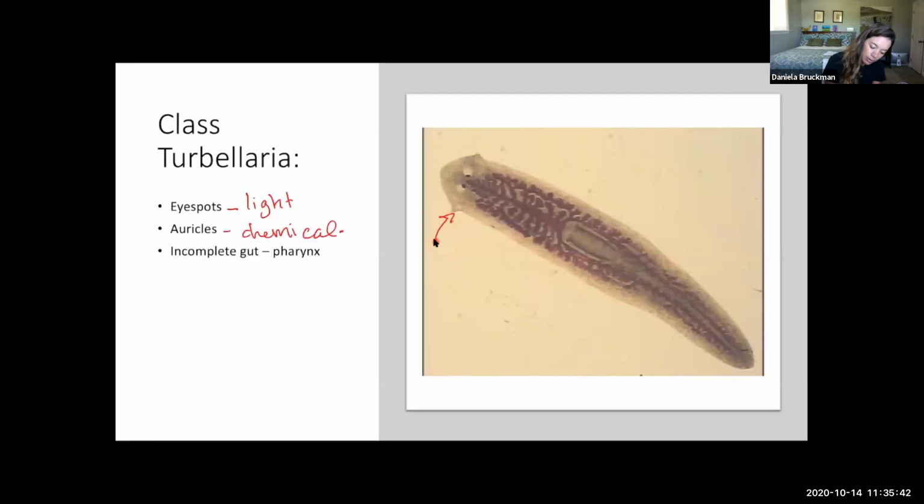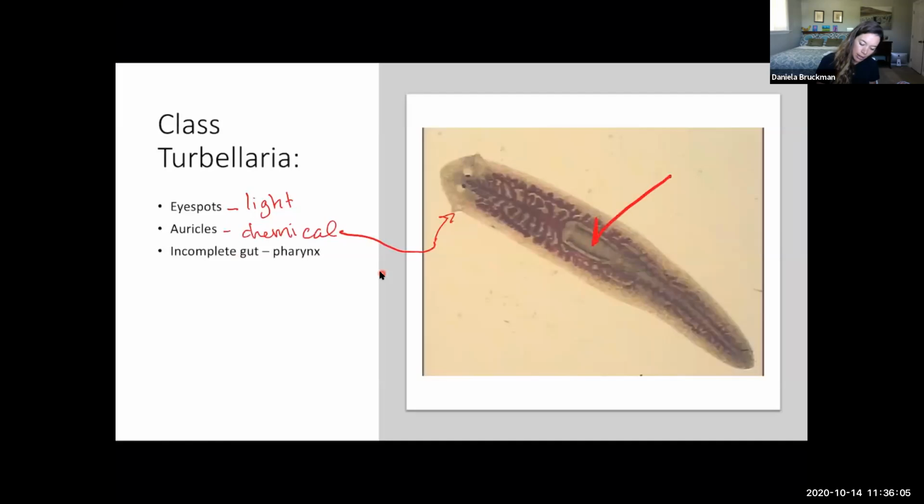These are the auricles. They almost look like little ears on the side of their head. And they can use that to sense, oh, where's some food, or I sense a mate, or anything that's got a chemical component to their environment, they can sense that with those auricles. And then you can also see their incomplete gut kind of.